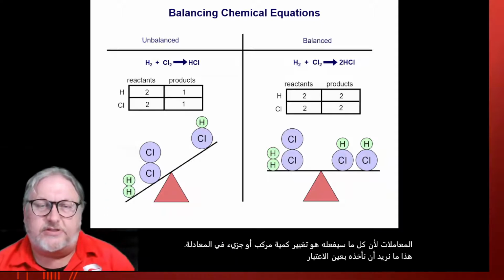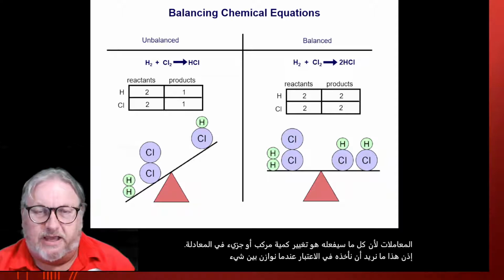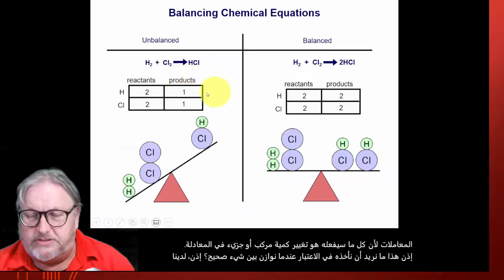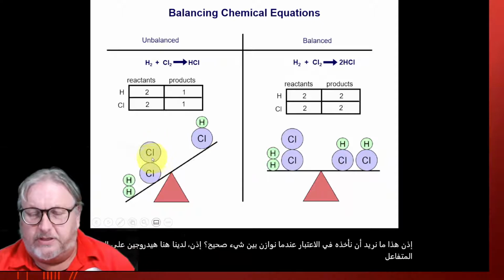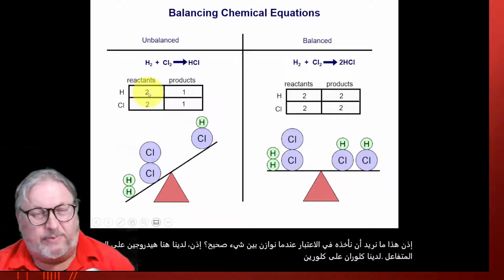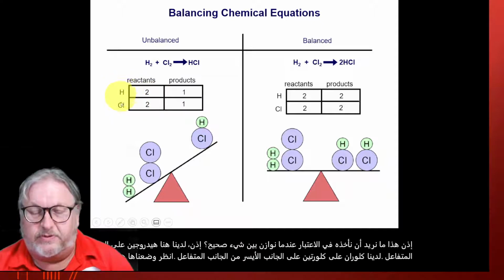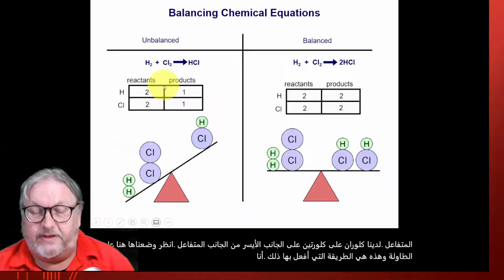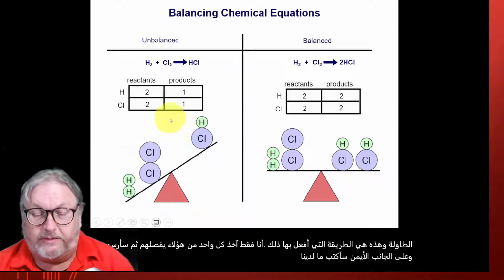Here we've got two hydrogens on the reactant side. We've got two chlorines on the left-hand side, the reactant side. We put it up here on the table, and this is how I do it. I just take each one of those and separate them. Then I'll draw a line, and on the right-hand side, I'll write what we have. We have one hydrogen and one chlorine. So instead of 2, we've only got 1. Instead of 2, we've got 1.